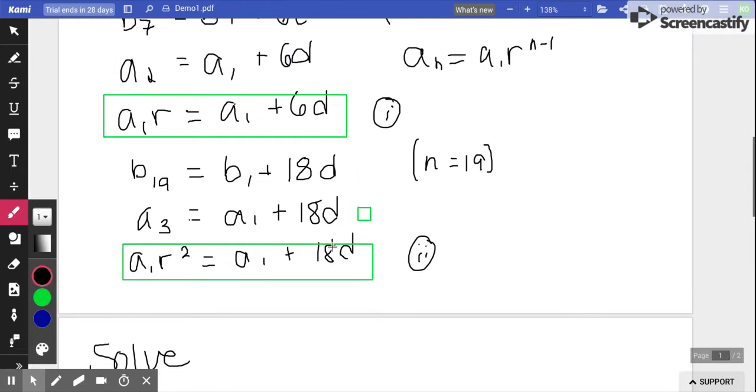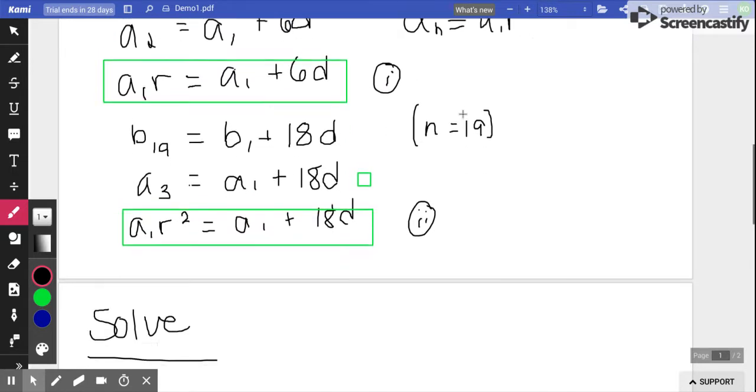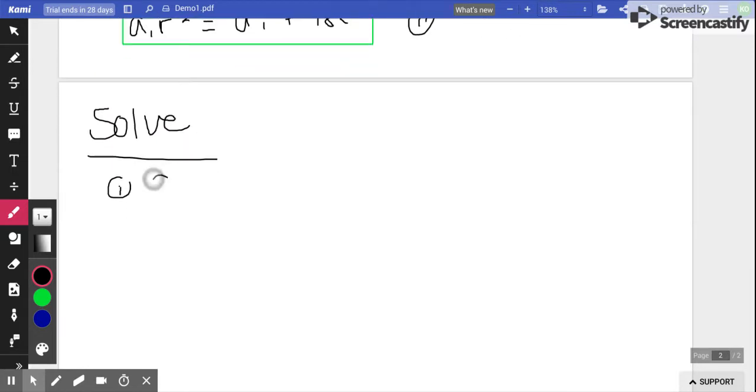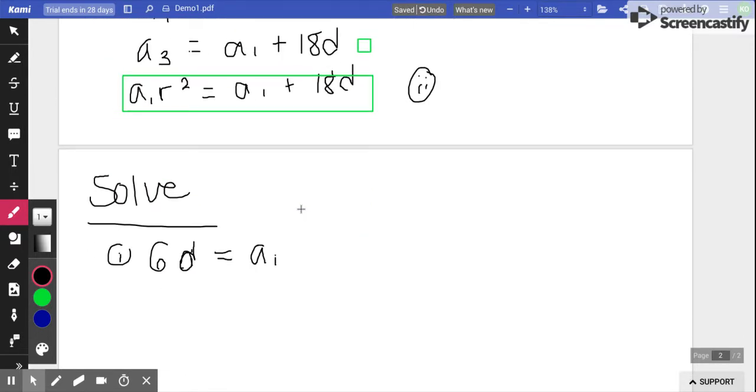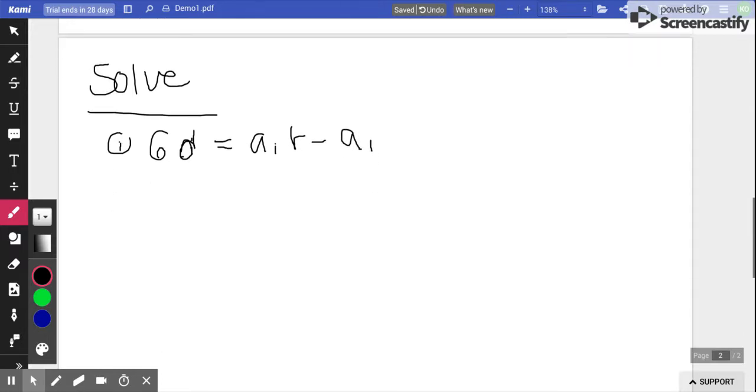So in 1, like I said, I'm going to try to isolate my 6D. Should be easy enough because then I'm just going to get 6D equals A1R minus A1. And then from this one here, I can actually factor my A1 out. So 6D equals A1 times R minus 1.